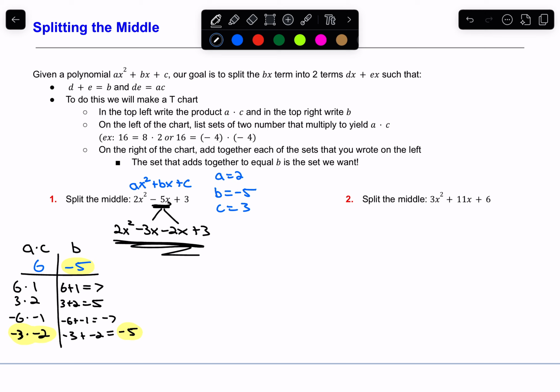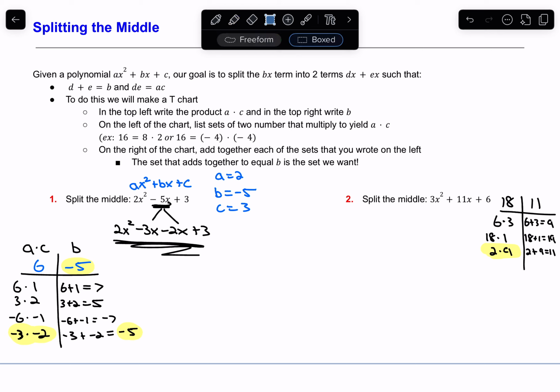Okay, for number 2, we're going to go a little bit faster now. We have 3x squared plus 11x plus 6. So when I make my t-chart, 3 times 6, a times c, is 18, and the b term is 11. So I need two numbers that multiply to give me 18, but add to give me 11. So I might try 6 and 3, but 6 plus 3 equals 9, so that's not right. I might try 18 times 1, but 18 plus 1 is 19. That's still not right. But then, hey, I try 9 times 2, and 9 plus 2 gives me 11. So that means 2 and 9 right here are the numbers I need to use.